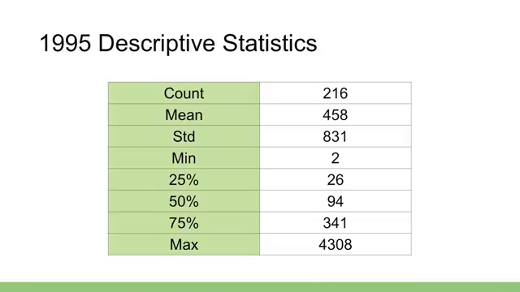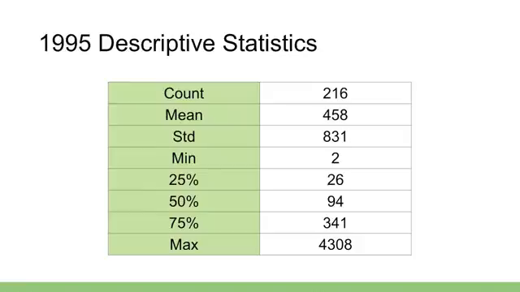There, in the 1995 columns, we actually have 216 entries. So we have 216 participants in that group, the 1995 group. That's quite a lot. You see the mean there, we looked at it, 458. And you see the 50th percentile there, and that is the median, 94. And we also know it is the second quartile. So we can talk about quartiles and percentiles.